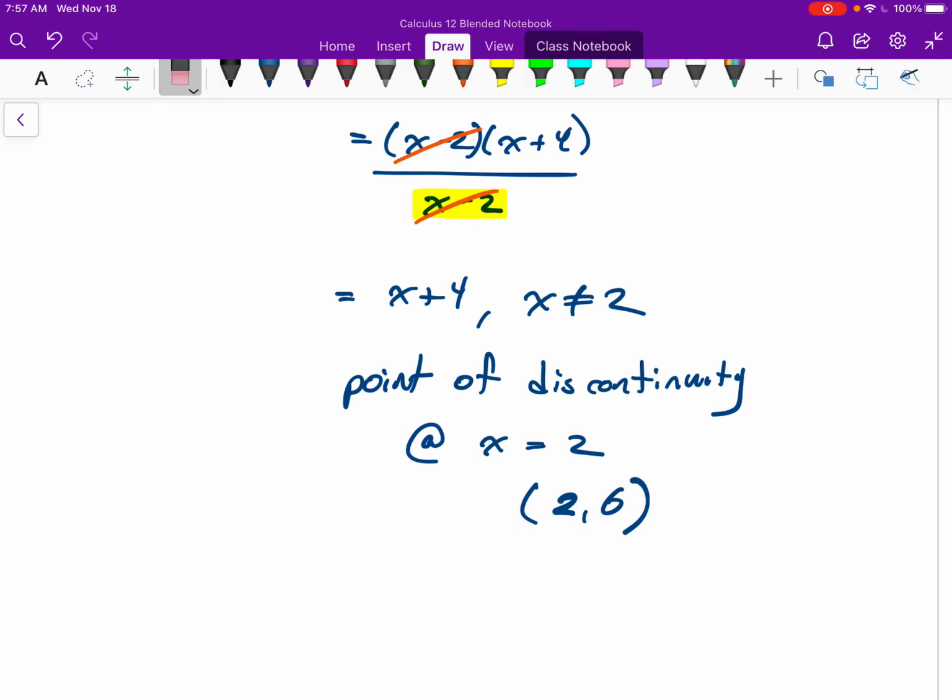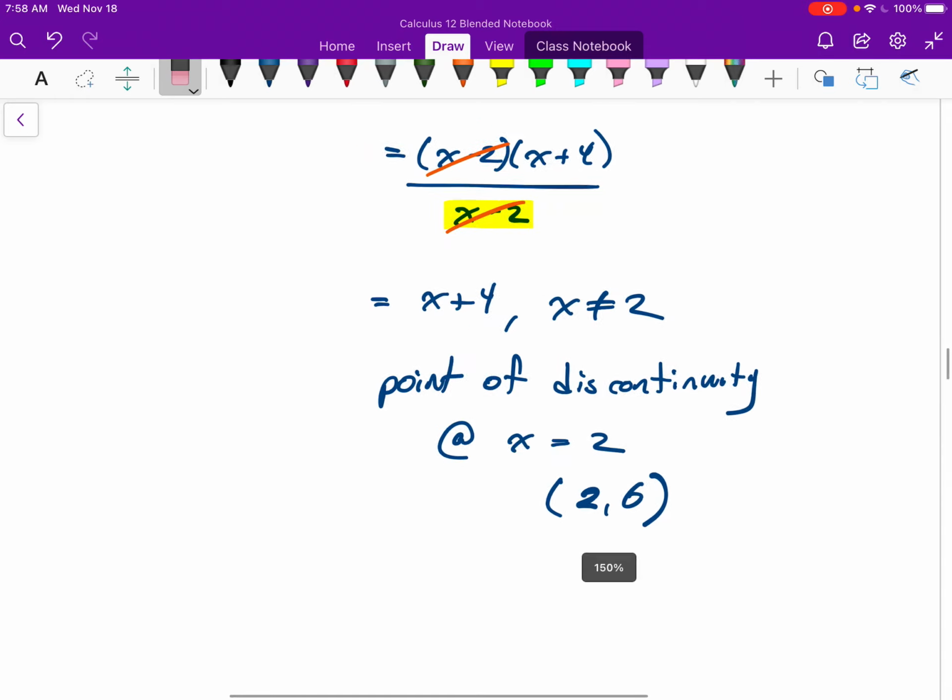That said, the x value is the most important part. And as well, before I move on, this phrase point of discontinuity can also be called a removable discontinuity, and we'll see that later on in the course. But for now, I'll stick with the terminology you're probably familiar with.